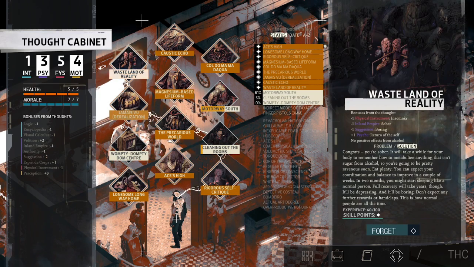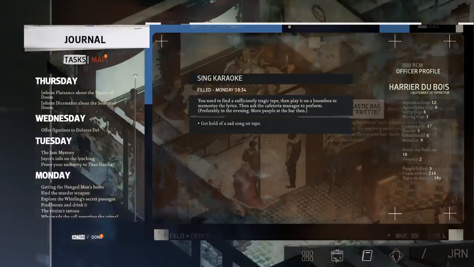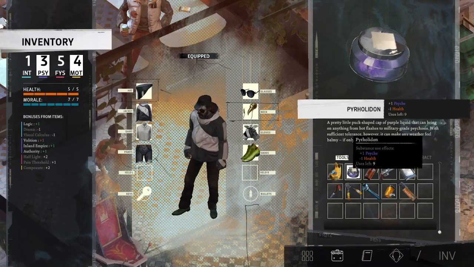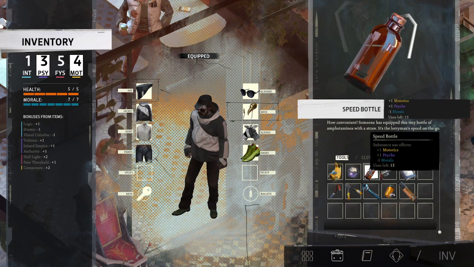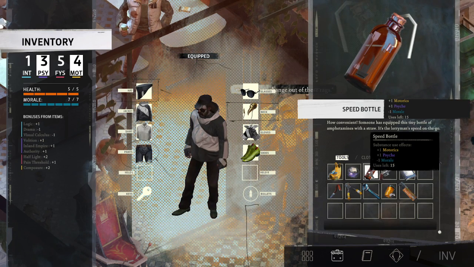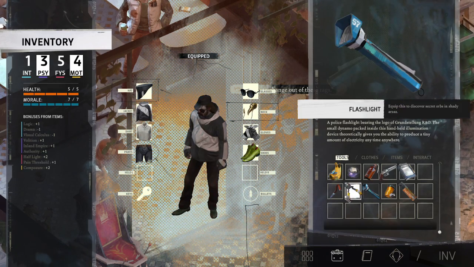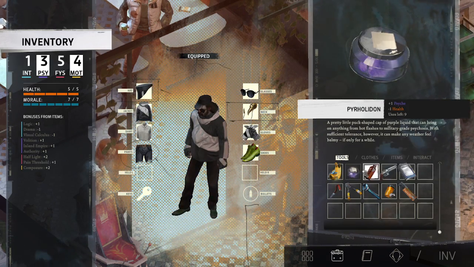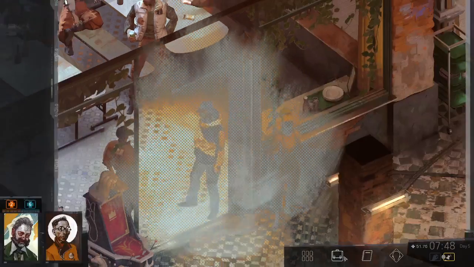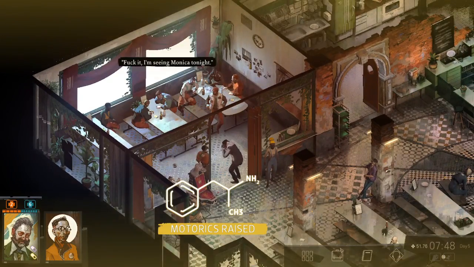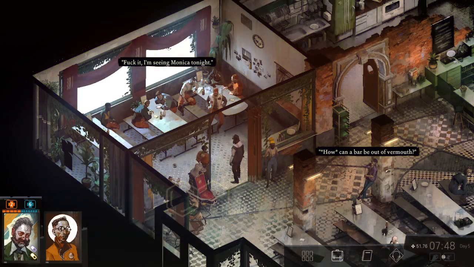Okay, so we want to take speed, probably. Yeah, we're keeping that thought. So, Psyche, Pyrrolidon, Motorix, and Psyche. Our morale's pretty high. Yeah, sure. We'll just take this. Pop that one. Oh yeah.